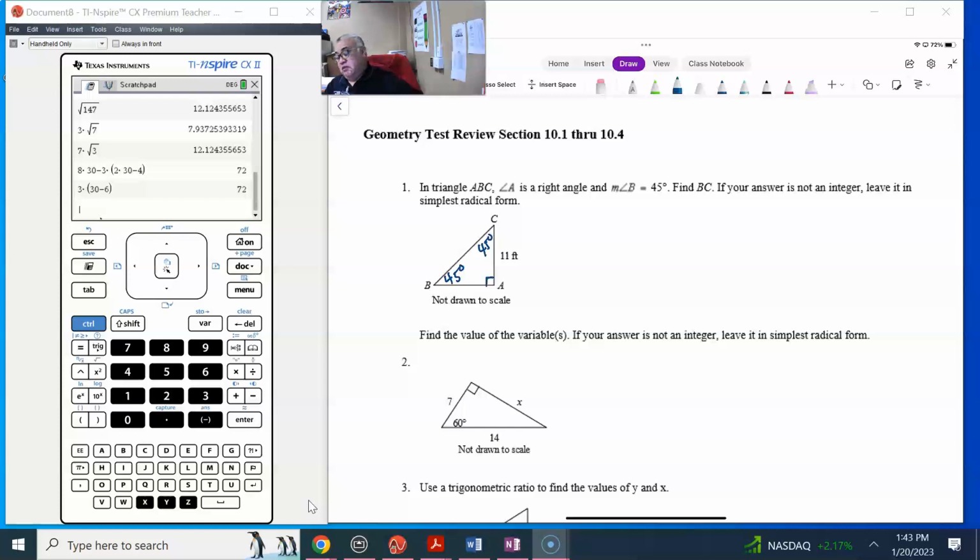So we've got to find BC. Remember that these two angles are 45. So this is 11 feet. And remember the pattern that occurs with a 45, 45, 90 right triangle. It's going to be the leg times the square root of 2. And that's going to be your answer.